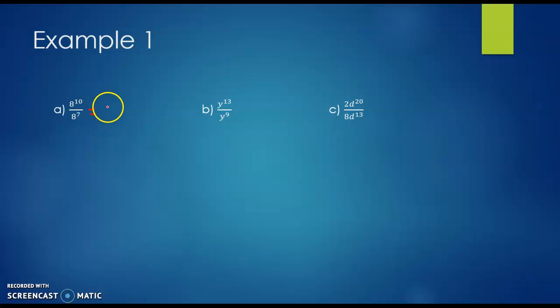For this first one, keep the base. Don't go doing 8 divided by 8 and making it 1. Nope, stop yourself right there. Keep the base. So my base is 8. And then we're going to do 10 minus 7. So that's going to give us 8 to the 3rd power. And we're going to do the same thing here. Keep the base. Stay as y. And then we're going to do 13 minus 9. So we end up with y to the 4th power.